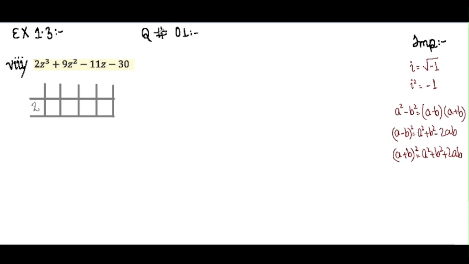Okay, sorry, we have to change the color. Now the coefficient of z cube is to be written over here. Then coefficient of z square 9, coefficient of z minus 11, and the constant is minus 30. Now 2 comes here as it is. 2 into 2 gives us 4. 4 plus 9 gives us 13. 13 into 2 gives us 26. 26 minus 11 we get 15. 15 into 2 we get 30, and 30 minus 30 we get 0.